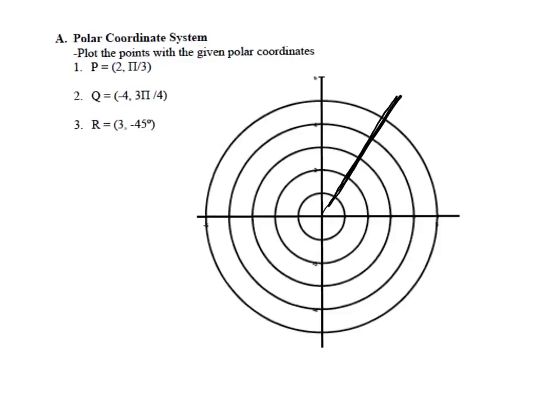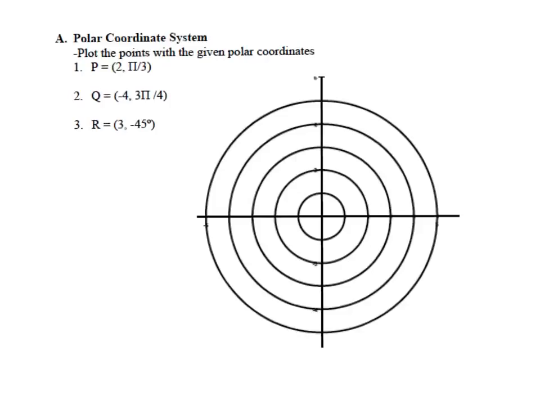And the distance we want to go is 2. So our final point for number 1 would be right about here. This would be point P. It's in the direction of pi over 3 and a distance of 2. Number 2, point Q, a distance of -4, a direction of 3 pi over 4.